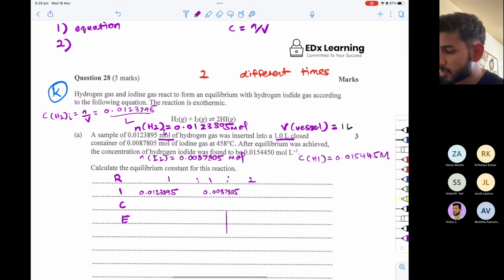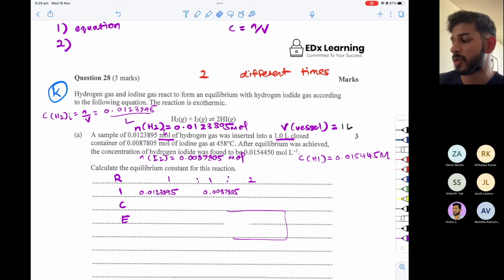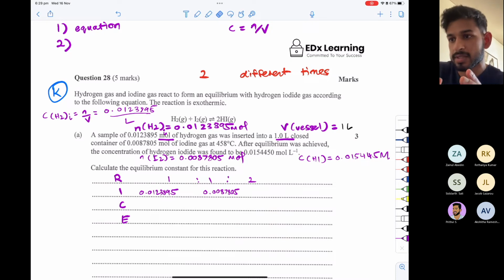At time equals 0, all we've done is add some hydrogen particles, some iodine particles, and they haven't even had time to collide. No successful collisions, there is no product. This is often the case with these questions. They add 2 reagents at time equals 0, and you have to know that at time equals 0, there is absolutely no product. Okay, good.